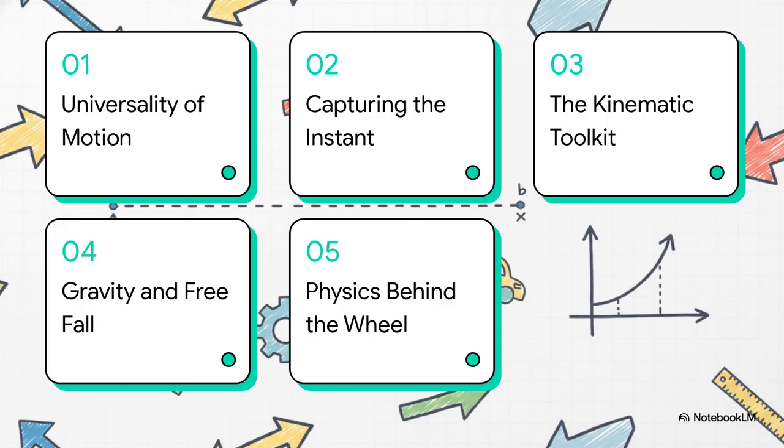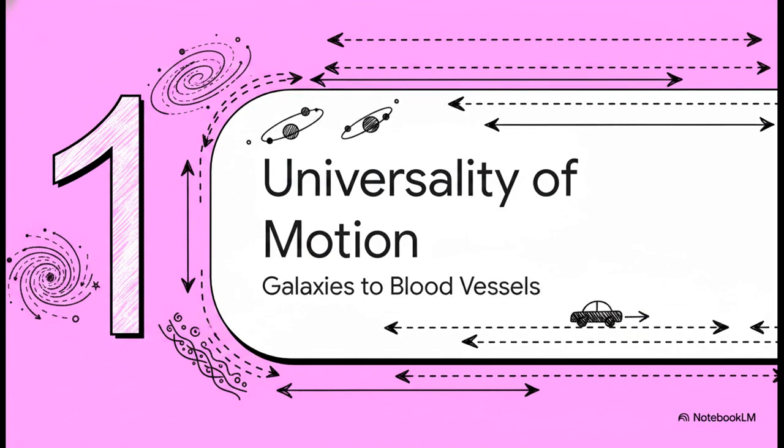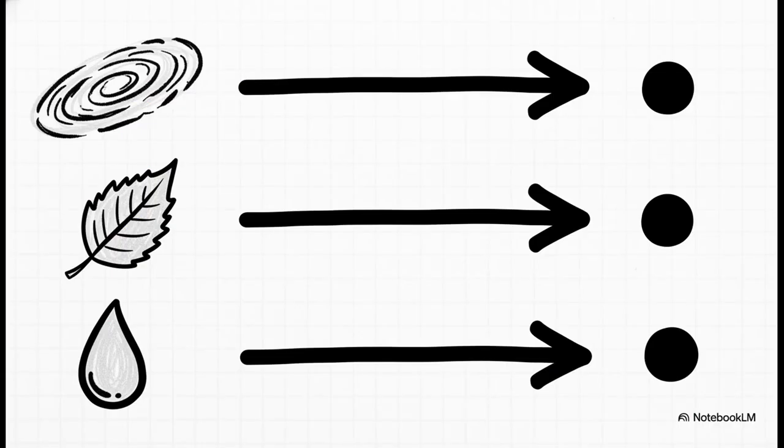Let's get to it. Section 1. The universality of motion, from galaxies to blood vessels. To kick things off, let's zoom all the way out to establish one really simple fact. Motion is common to absolutely everything in the universe. Now, in physics, kinematics is basically the study of how to describe this motion without getting bogged down in what actually caused it. And to keep things super focused today, we're looking specifically at rectilinear motion. That's just a fancy way of saying motion along a straight line.